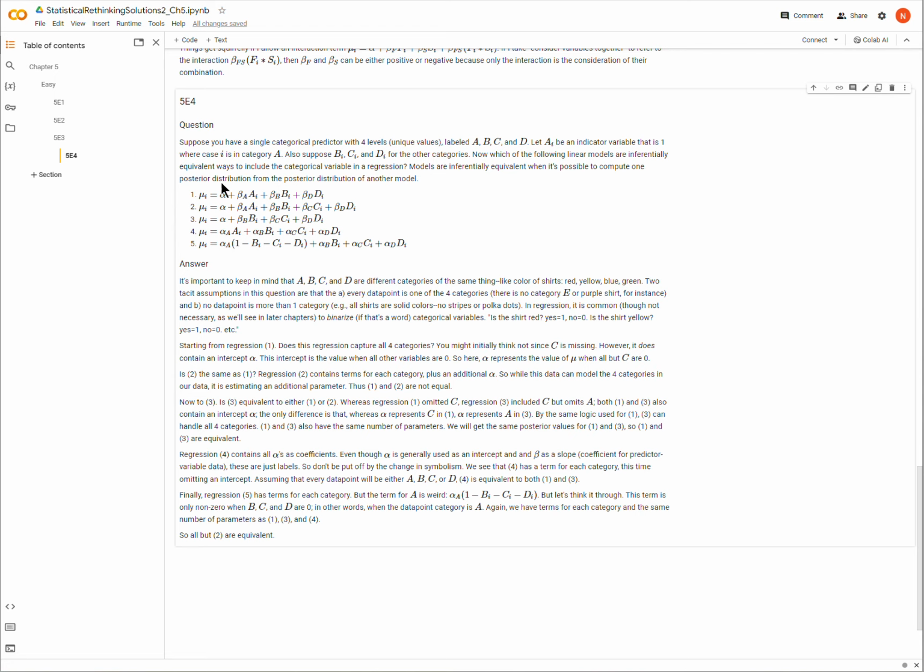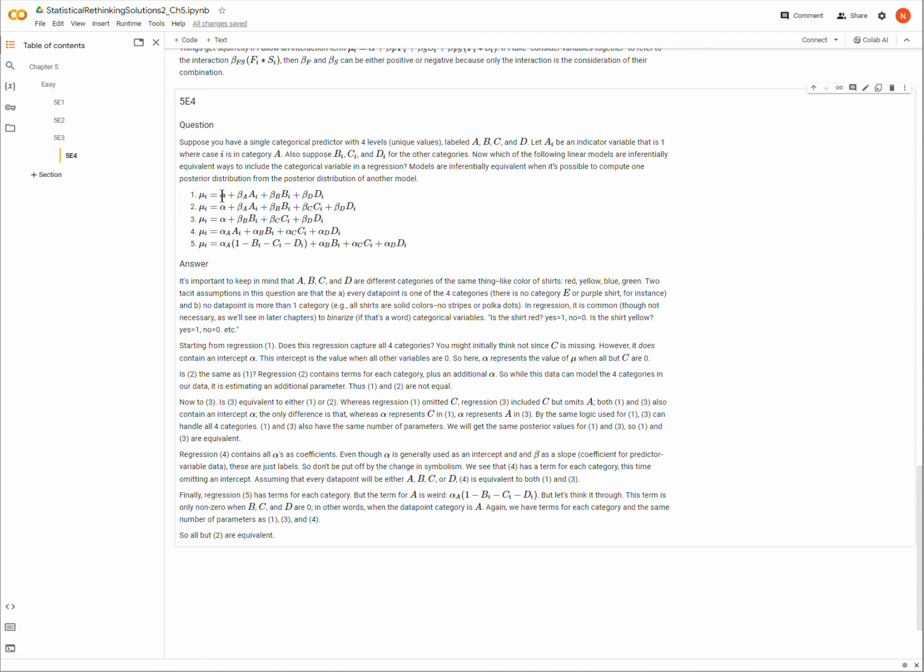Obviously 1 is equivalent to itself, but let's just establish what's happening here. So in 1, we see a term for every category except for C. We have A, B, and D, and then no C. And so the first thing that we might think is, okay, well, maybe 1 doesn't work. It doesn't model all of the different categories, right? We're missing C. But that's not exactly right, okay?